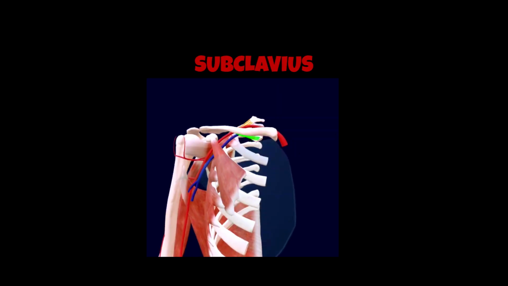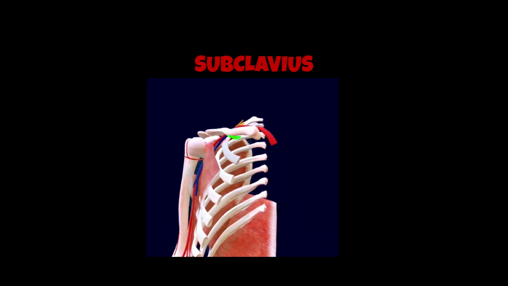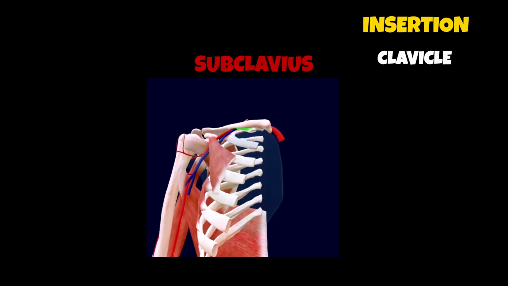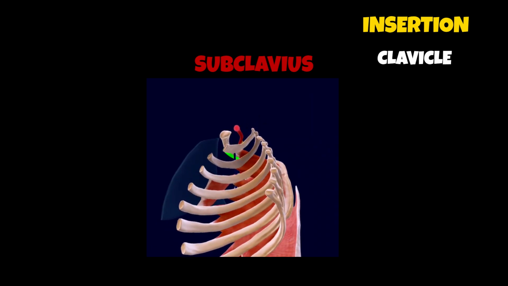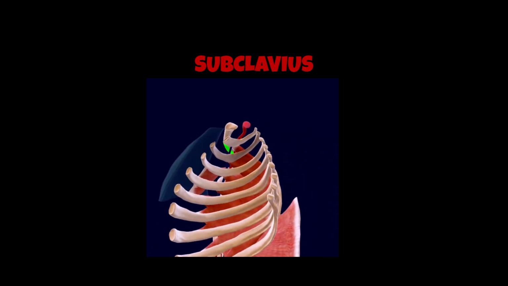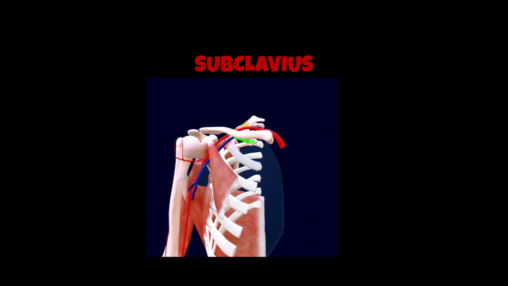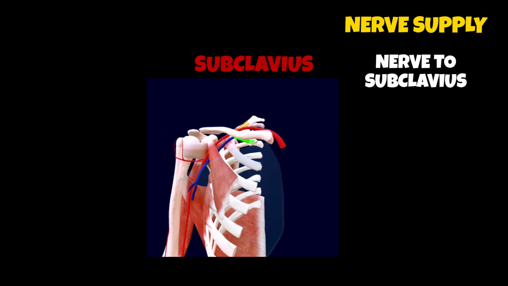Next, moving on to subclavius, which is a small cylindrical muscle deep to pectoralis major. It arises from the junction of the first rib and its costal cartilage, runs laterally and slightly superiorly, and attaches to a long, shallow groove on the inferior surface of the middle third of the clavicle. Although its exact role is debated, it likely depresses the clavicle, stabilizes the sternoclavicular joint, and resists excessive elevation or medial displacement of the clavicle. It is supplied by the nerve to subclavius originating from the upper trunk of the brachial plexus.